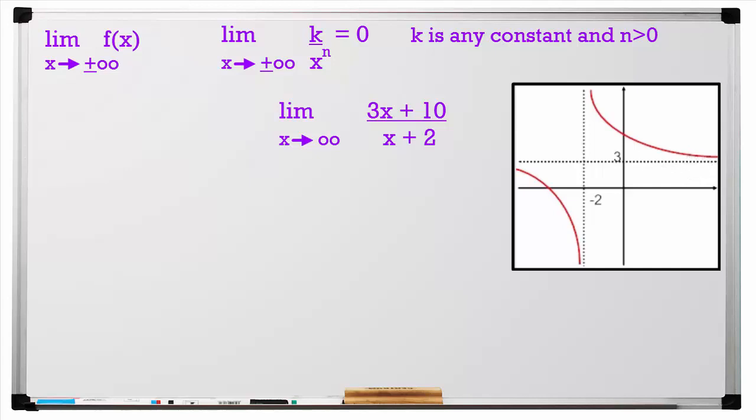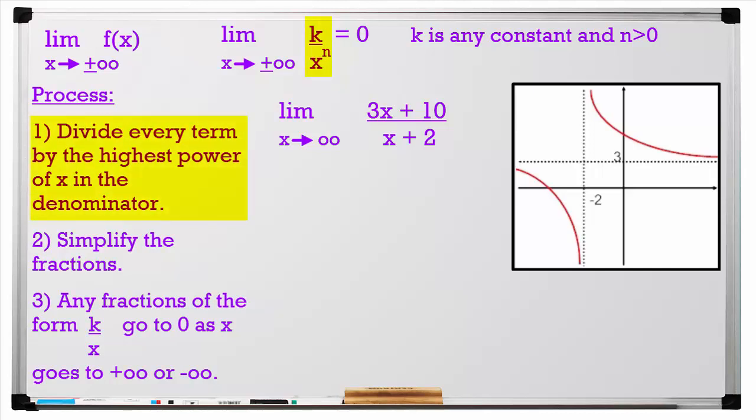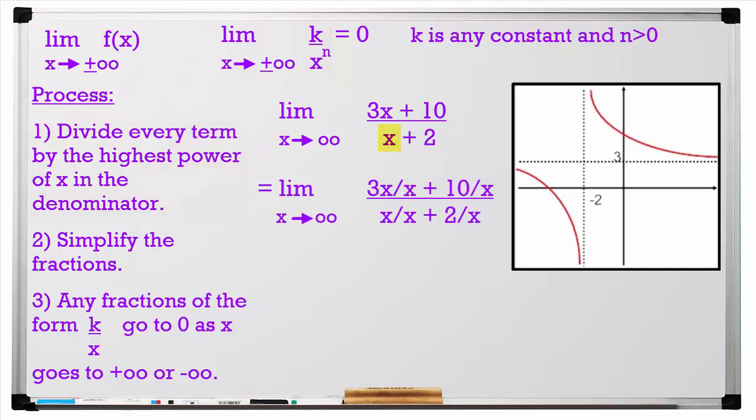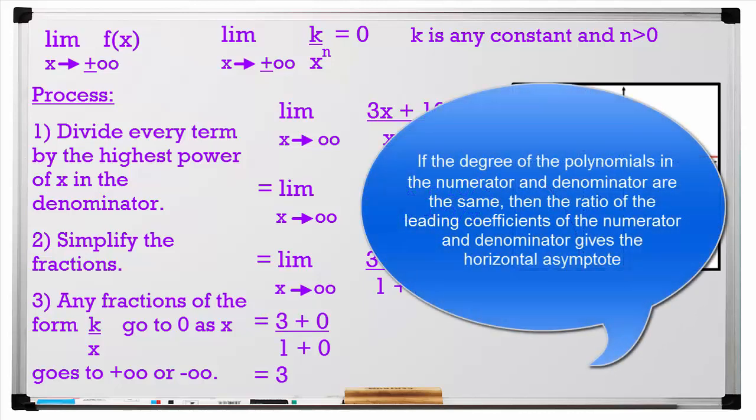So algebraically, how do we manipulate this limit? Well, we can create terms of the form k over x to the n by dividing every term by the highest power of x in the denominator. And we simplify. Any terms of the form k over x to the n will go to 0 as x goes to positive and negative infinity. So we get the answer 3. So another conclusion we can see is that evaluating limits at infinity tells us the value of any horizontal asymptotes, if any exist.